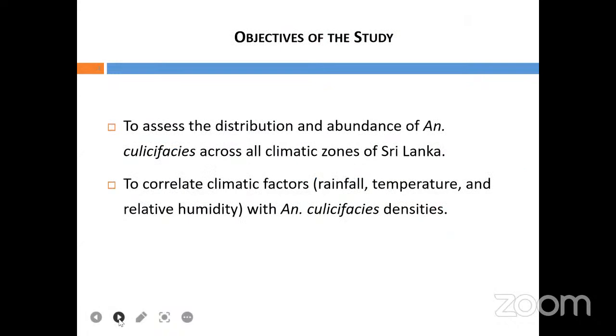There were 2 objectives of the study. The first one was to assess the distribution and abundance of Anopheles culicifacies across all climatic zones of Sri Lanka, and secondly to correlate climatic factors, rainfall, temperature, and relative humidity, with Anopheles culicifacies densities.